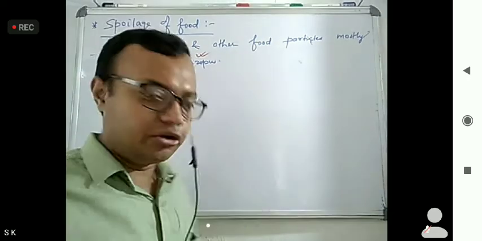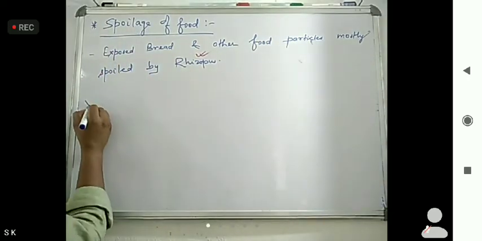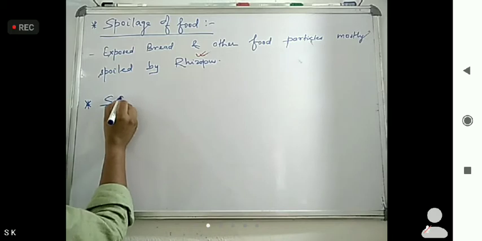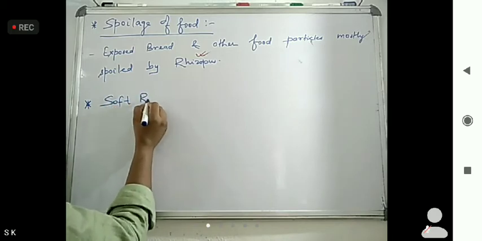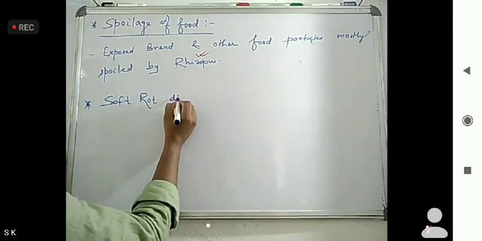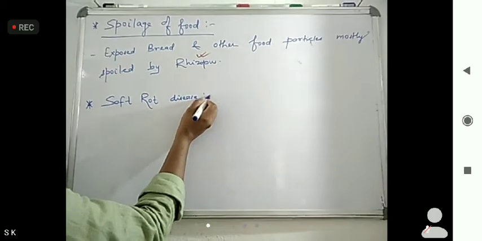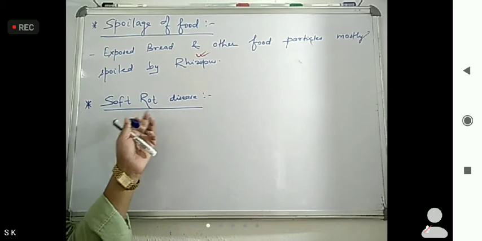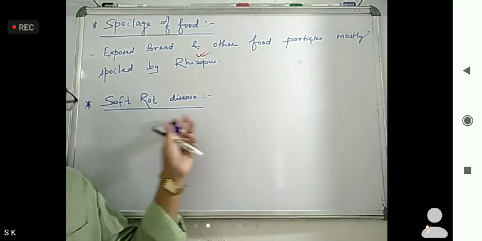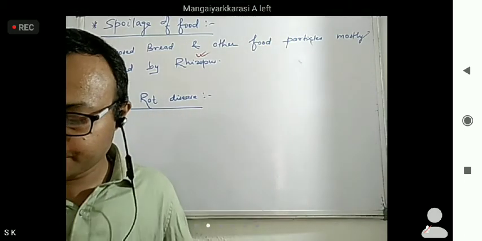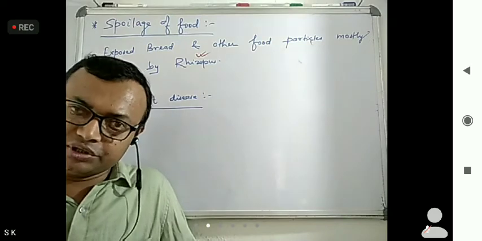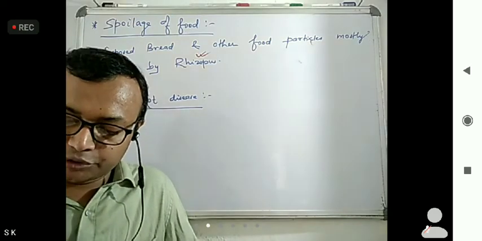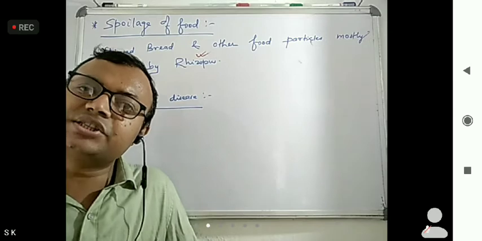So next is soft rot disease. They are causing soft rot disease. These are the medical questions. Please give attention. Okay, so soft rot disease. Here what happens? Rhizopus species attack sweet potato, apple, and strawberry.